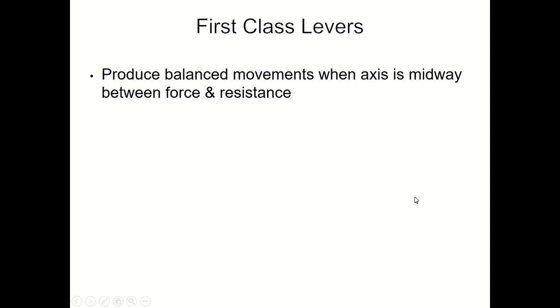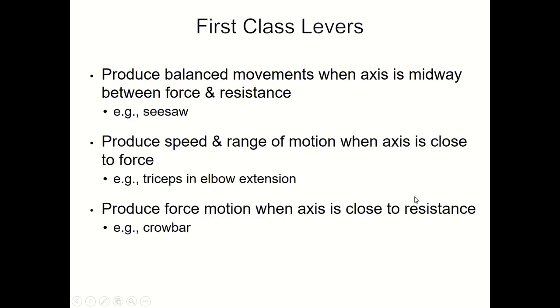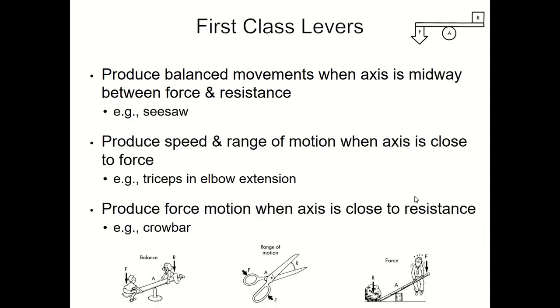They're just kind of interchangeable terms. So first class levers produce balanced movements when the axis is midway between the force and the resistance. For example, a seesaw. You can see the axis is exactly midway between the force and resistance. It can produce speed and range of motion when the axis is close to the force.